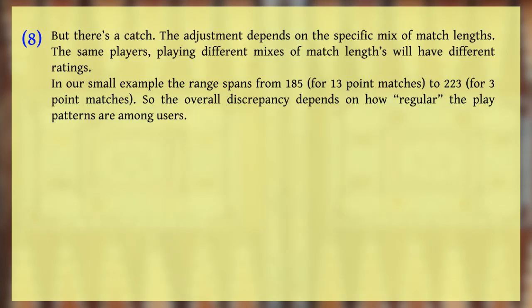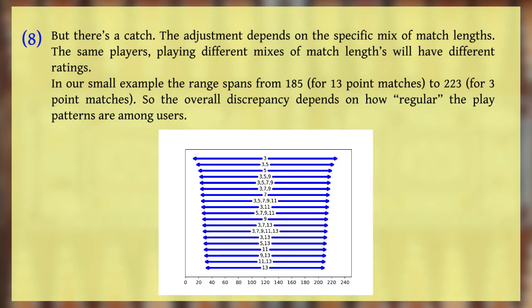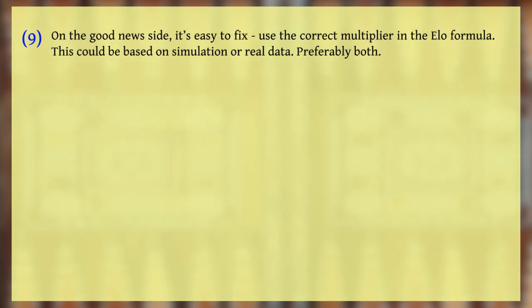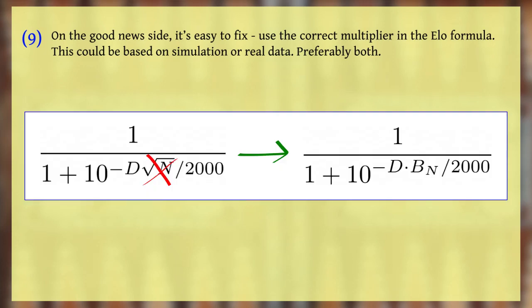8. But there's a catch. The adjustment depends on the specific mix of match lengths. The same players playing different mixes will have different ratings. In our small example, the range spans from 185 for 13-point matches to 223 for 3-point matches. So the overall discrepancy depends on how regular the play patterns are among users. 9. On the good news side, it's easy to fix. Use the correct multiplier in the Elo formula. This could be based on simulations or real data, preferably both.